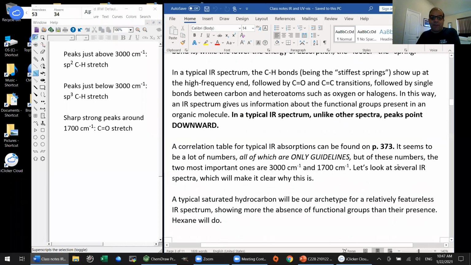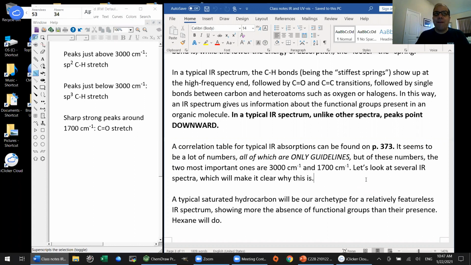So there is a correlation table on page 373. What I would normally say, normally when exams were not open book, and I think it still applies, even though you can look at your book, is that I do not recommend memorizing that table. I don't think that's the way to go about learning what you need to know about IR spectroscopy. And we'll get to what I think is a good way to go about that.